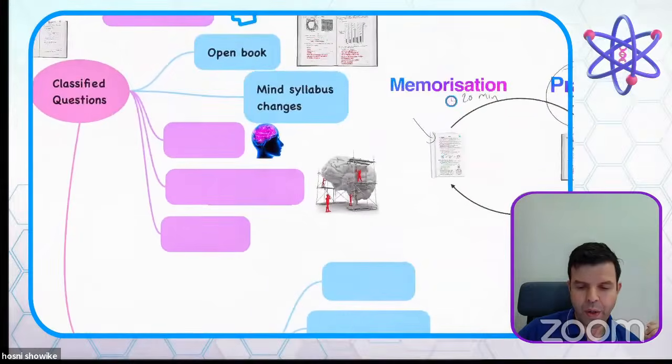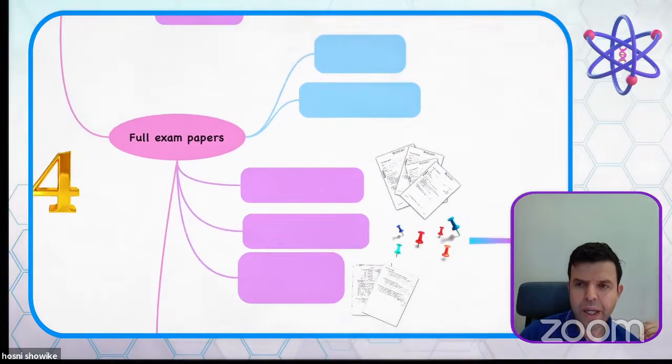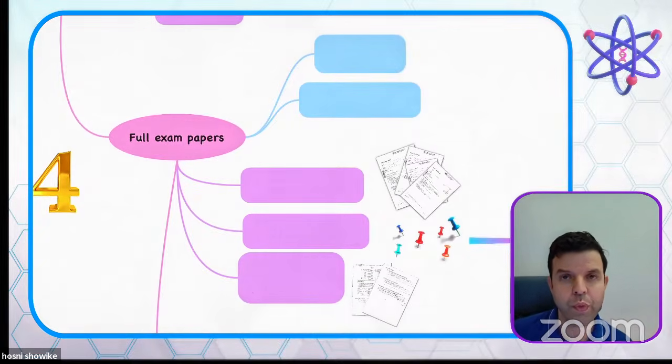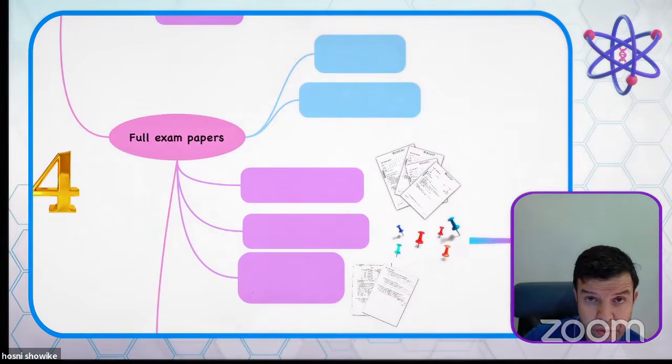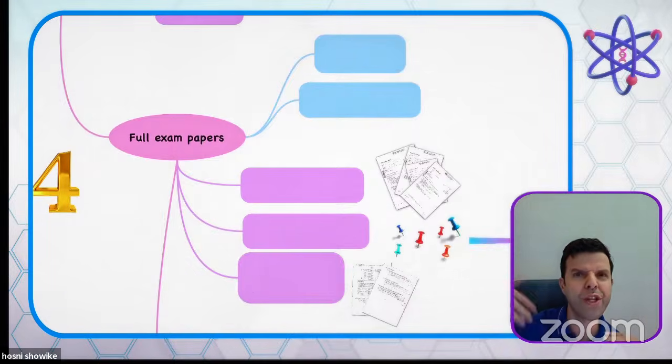Right? Now, let's get to number 4. Number 4 is something you'll be doing once per month, before the tests, and later on during the year when you're reaching the time when you're revising for the exam. So again, solving full exam papers.